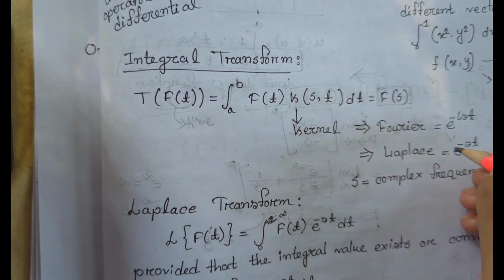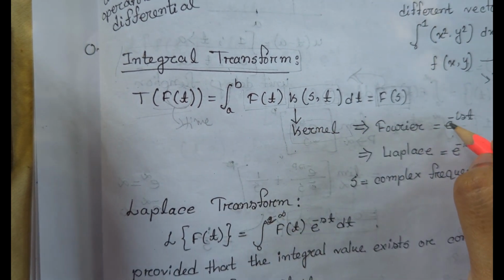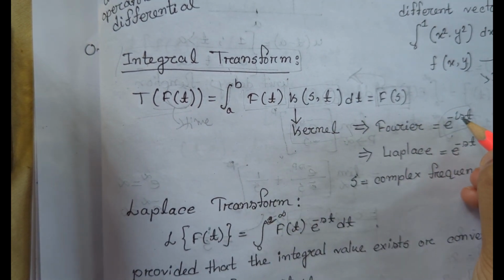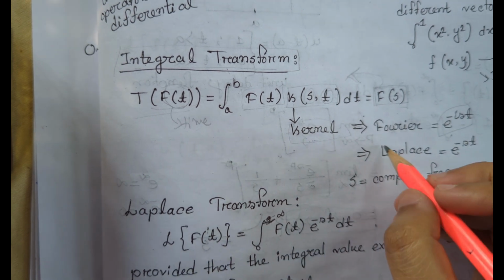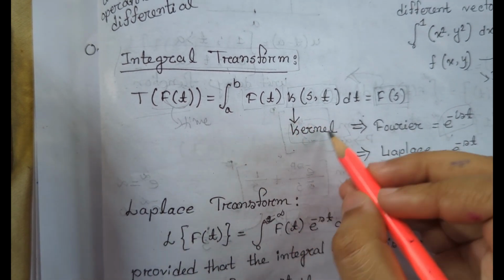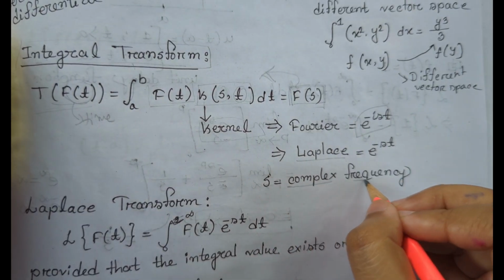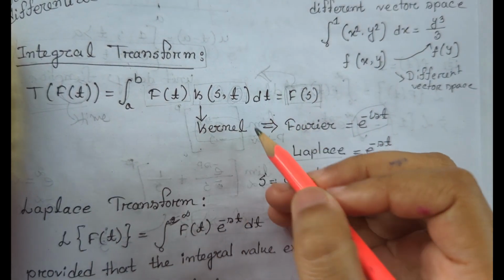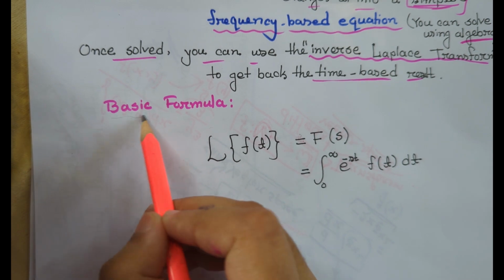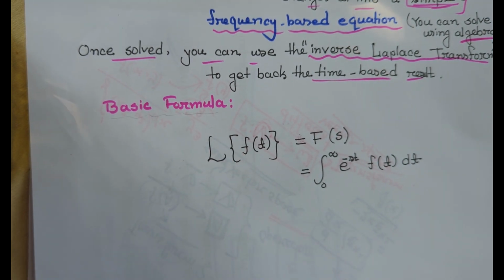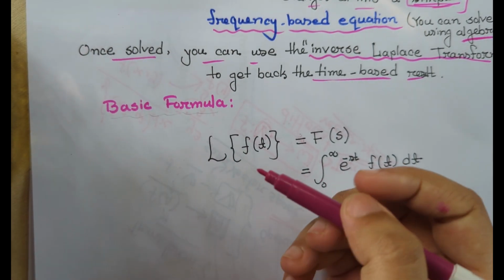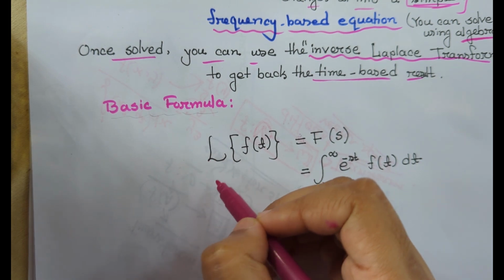In Fourier transform, this kernel function is equal to e to the power minus jωt, and in our Laplace transform, this kernel function is e to the power minus st, where s is a complex frequency signal and t is the time domain signal. Now let's see the basic formula of our Laplace transform. The basic formula of Laplace transform is this. This is the sign of Laplace transform.